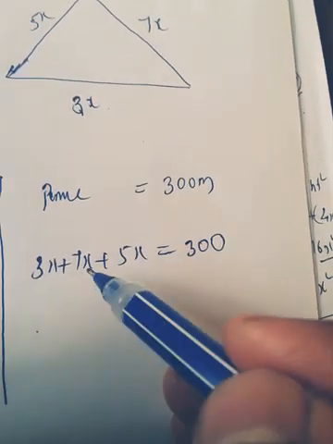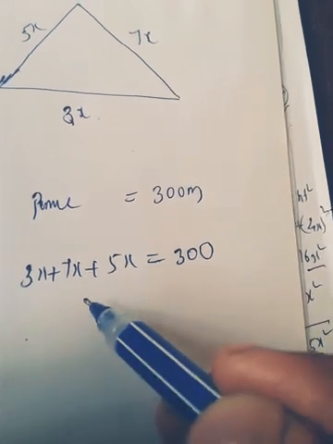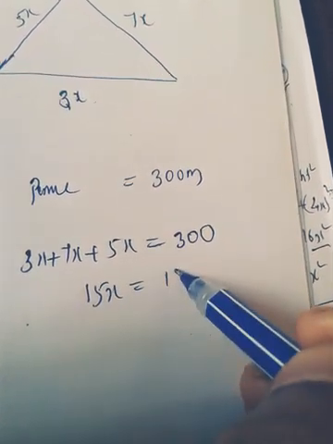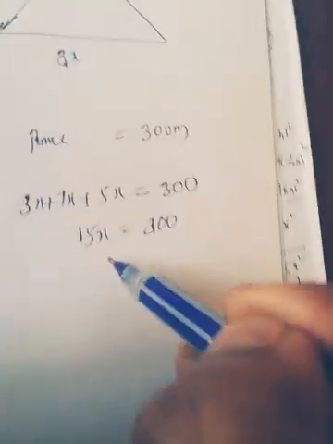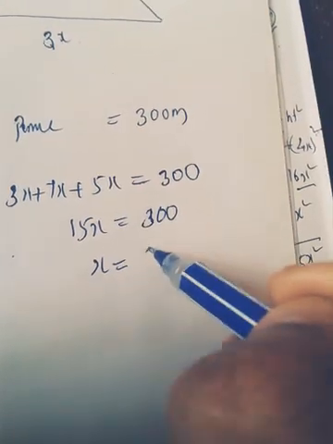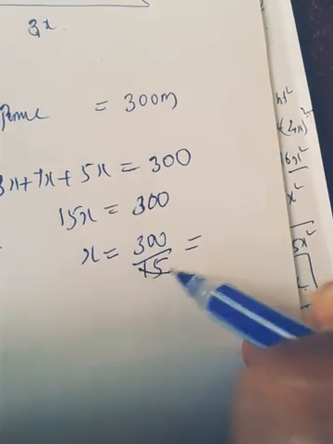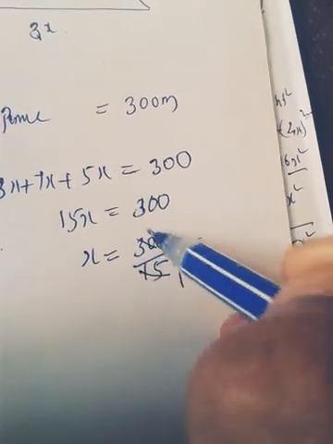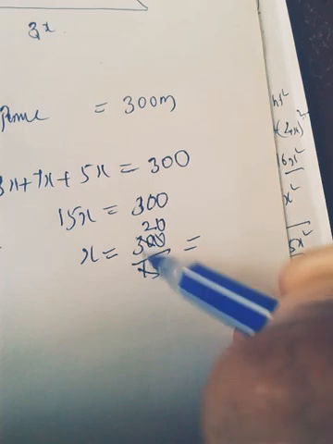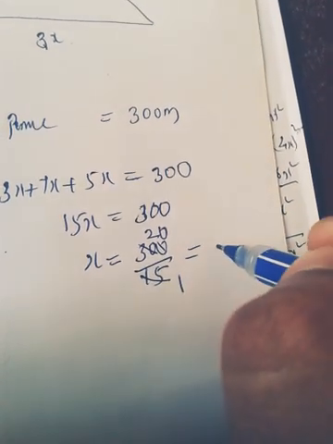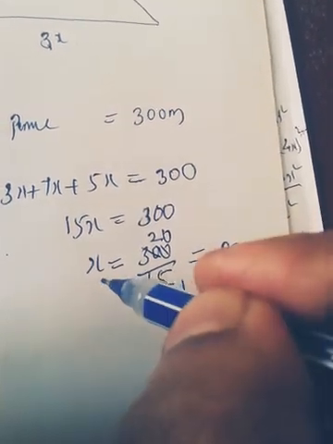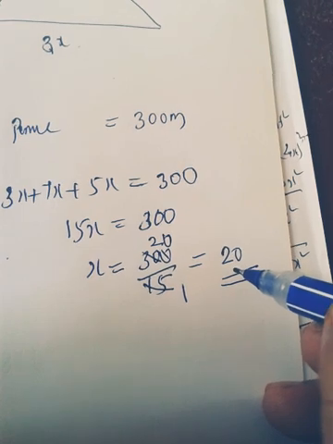So what is 3x plus 7x? 10x. 10x plus 5x? 15x. The value of 15x will be 300. Then what is the value of x? 300 divided by 15. Very good. Then cancel. In 15, how many 15? 1. In 30, how many 15? 2. Then 0. We can cancel by 15 directly. So the answer will be 20. We got the value of x as 20.